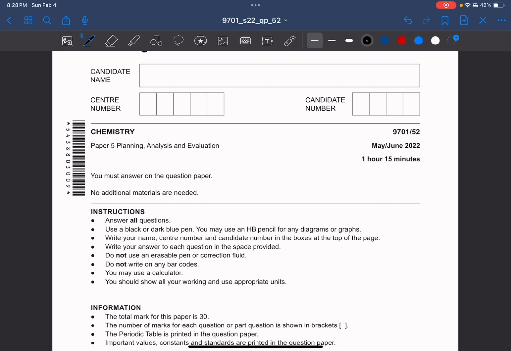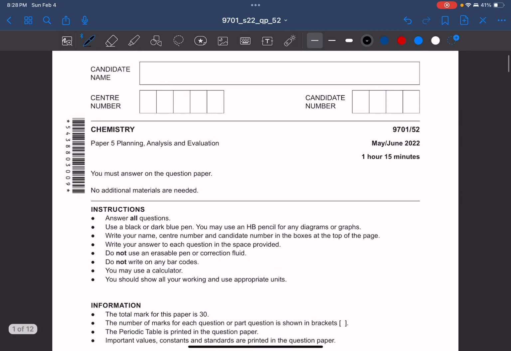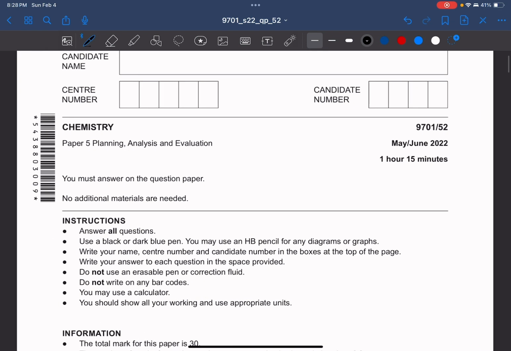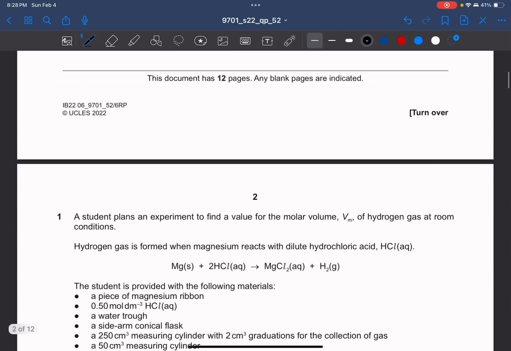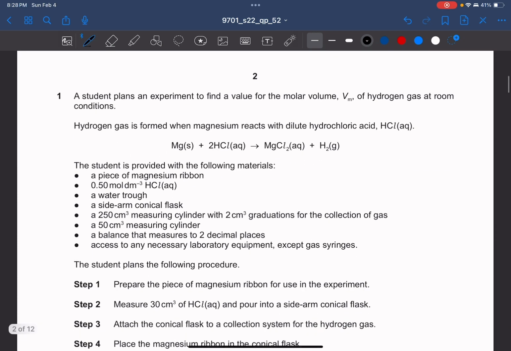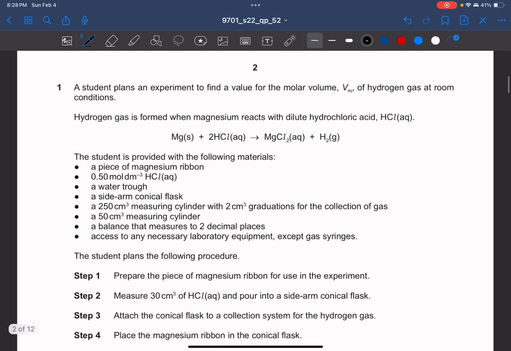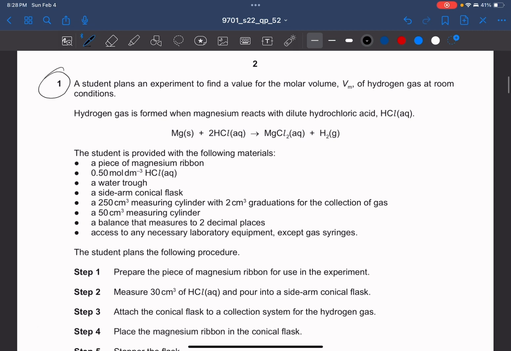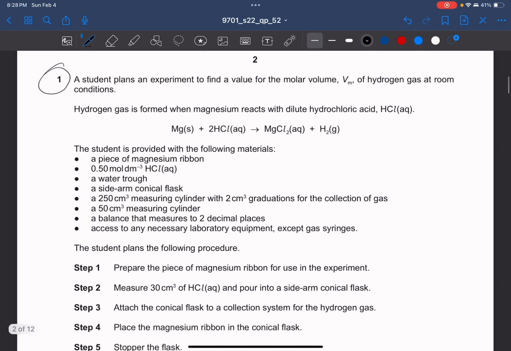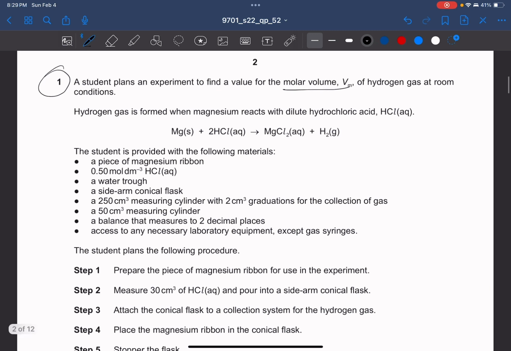Hello guys, this is Rico, and I'll be discussing a paper 5 question from May June of 2022. I'll be showing my thought processes throughout the whole paper, and as much as possible I'll be trying to do this paper as if I'm actually doing it for an exam. So without further ado, I think we can get started. The first question is going to be related to planning an experiment. So basically the student is trying to make an experiment which finds the molar volume of hydrogen gas.